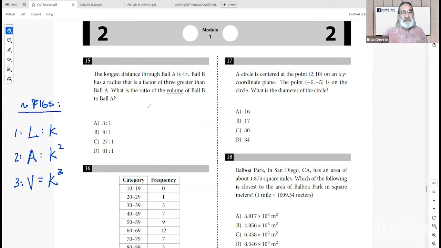Well, here we have the idea that B to A, the lengths are 3 to 1, which means that areas would be in a ratio of 9 to 1. 3 squared to 1 squared. And volumes would be in a ratio of 27 to 1, 3 cubed to 1 cubed. And so C is the correct answer.